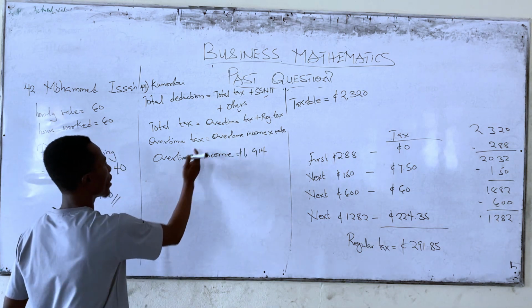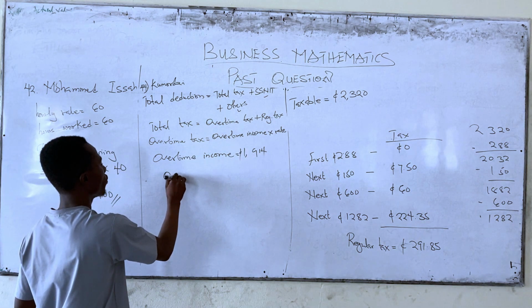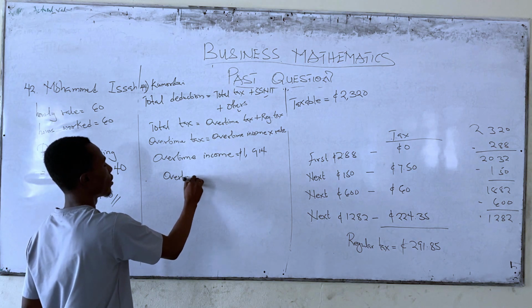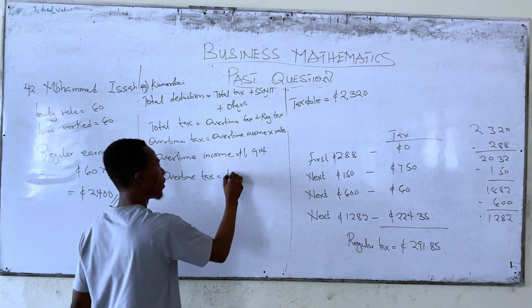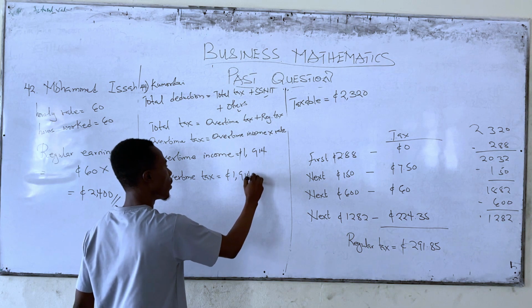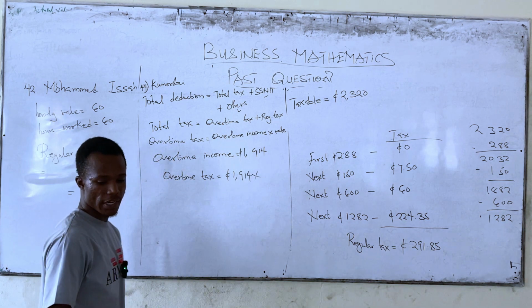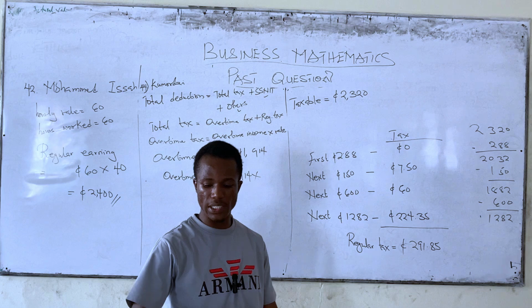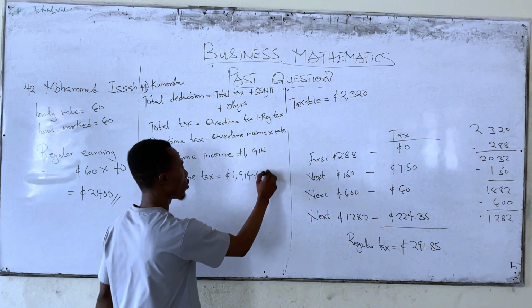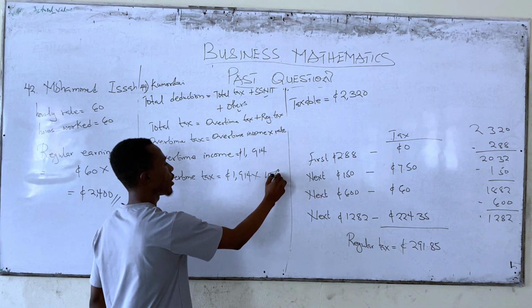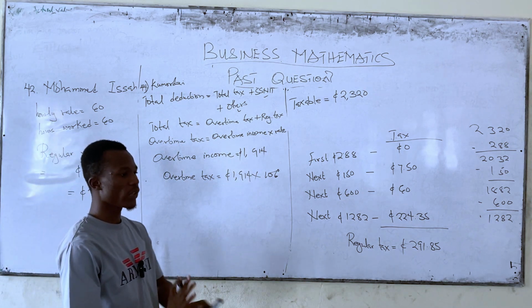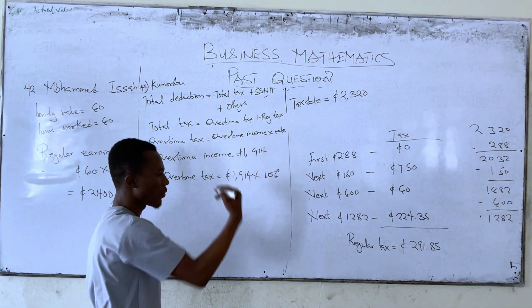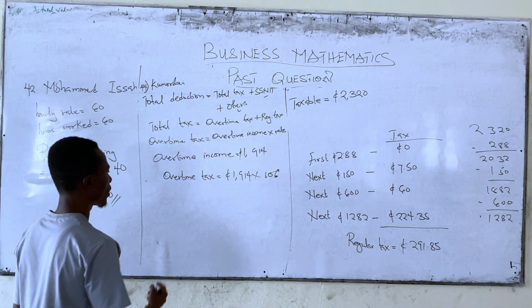So if you need the overtime tax for him, it is going to be this income, 1914, times the overtime rate, which is already in the question, 10%. I am trying to break everything down for you to understand here, so that when you get to the exam, you can skip some of the procedures. I hope you get that.